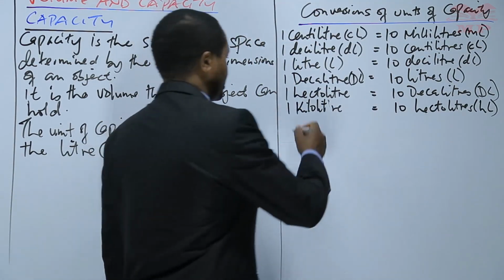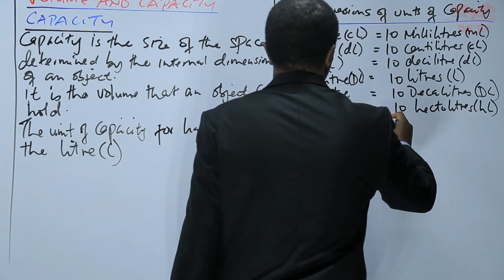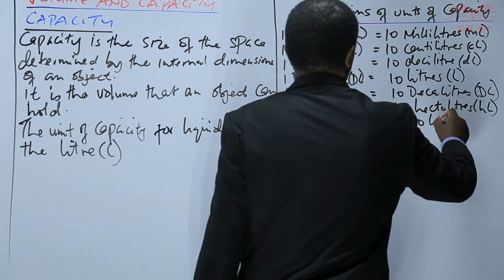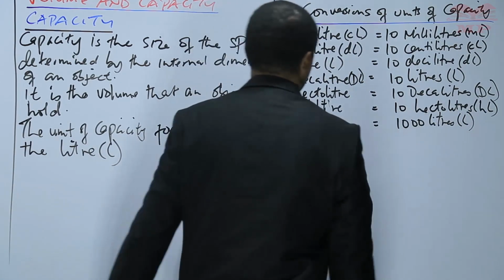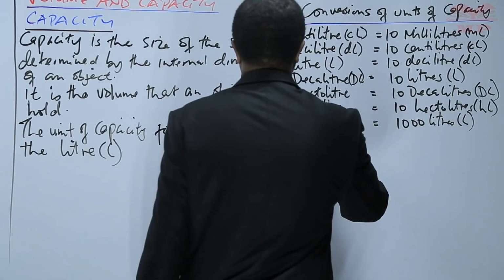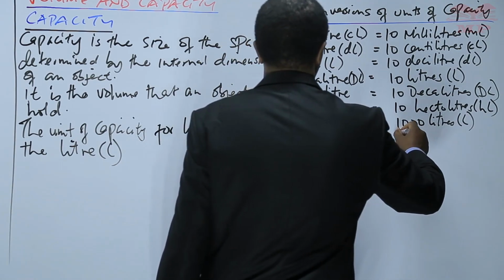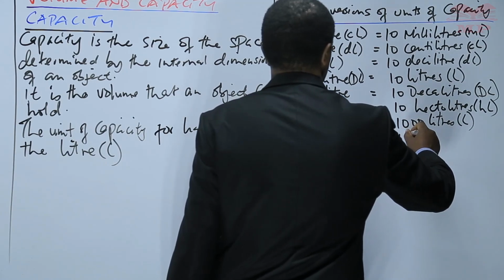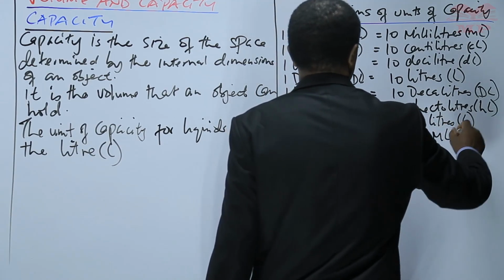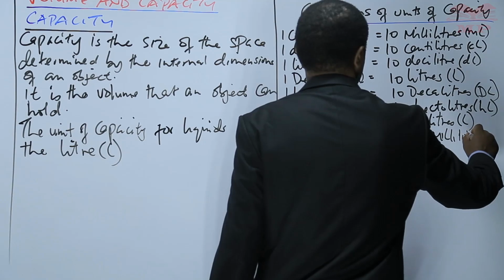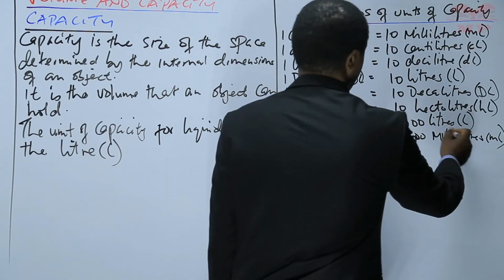Then 1 kiloliter again is equal to 1,000 liters, L. Then lastly, 1 liter is equal to 1,000 milliliters, ml. 1 liter is equal to 1,000 milliliters.